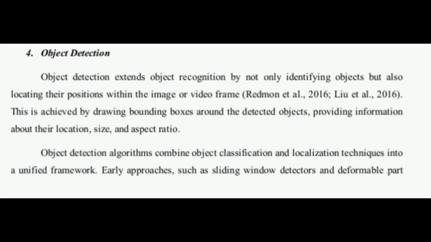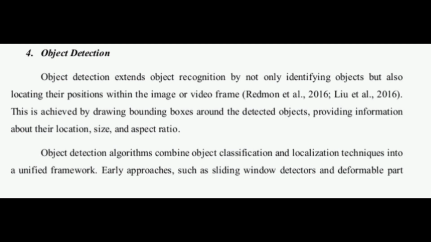Number 4, object detection. Object detection extends object recognition by not only identifying objects, but also locating their positions within the image or video frame. This is achieved by drawing bounding boxes around the detected objects, providing information about their location, size, and aspect ratio. Object detection algorithms combine object classification and localization techniques into a unified framework.